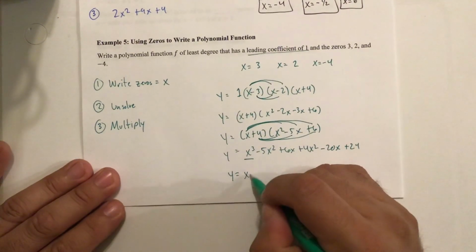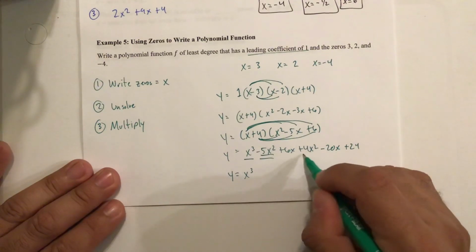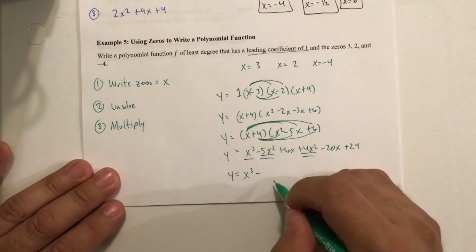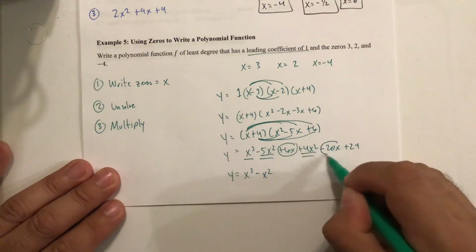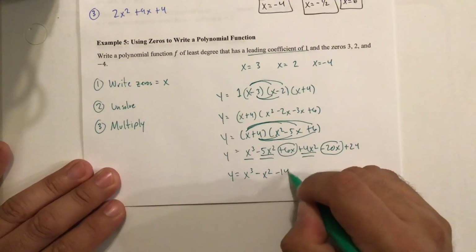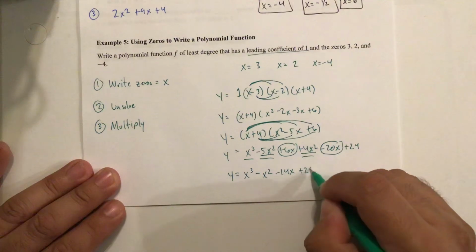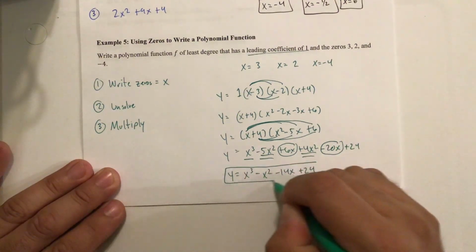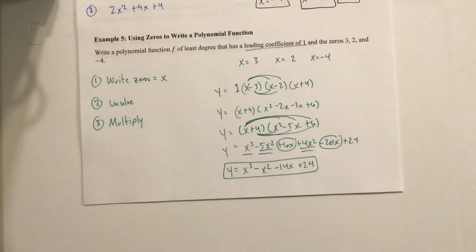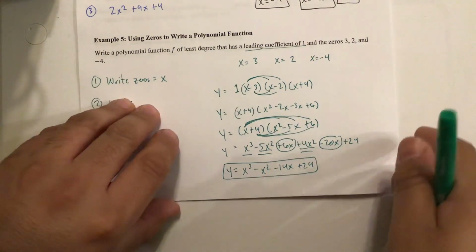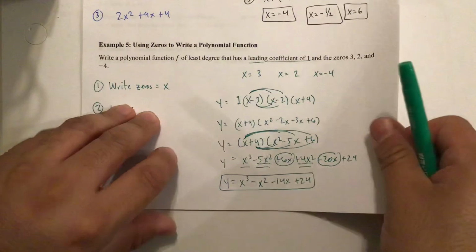We have 1x cubed. We have negative 5x squared plus 4x squared, which is going to be negative x squared. We have a 6x minus a 20x, which is going to be negative 14x. And last, we have a plus 24. And there is our final polynomial. All right, and I think that is going to conclude the notes.